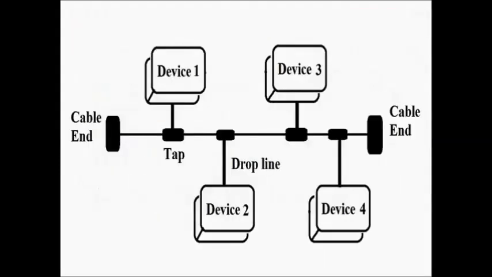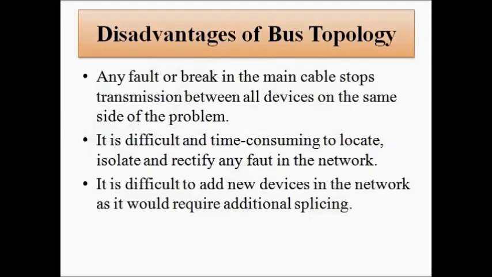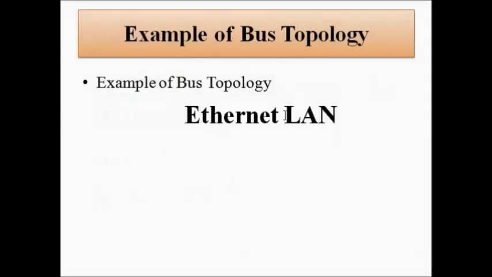Another technical disadvantage is that suppose we have this bus topology consisting of 4 devices. The network is set up. Suppose you want to add extra devices, then additional splicing, puncture, additional taps and drop lines, additional connections will be required. So the cost of that is very high. It is not that flexible or easy to add more devices to a bus topology network.